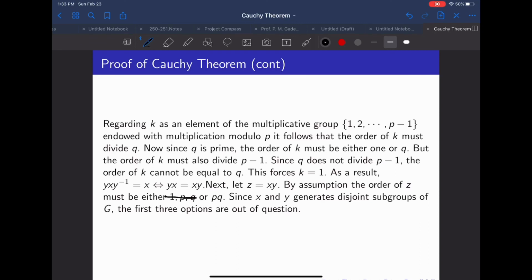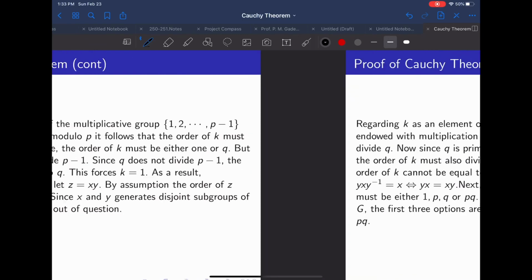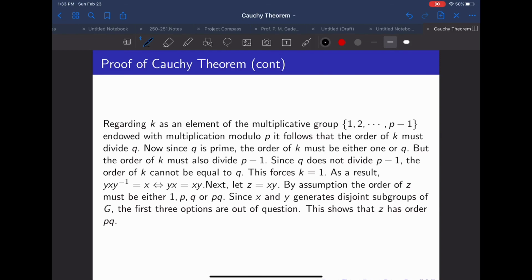So what we're saying here is that x and y generate groups of order p and q respectively, and those groups have a trivial intersection because they are of prime order. So the element xy, being generated by the elements x and y, can't be in one or the other. Necessarily its order has to be pq. So this shows that z has order pq.